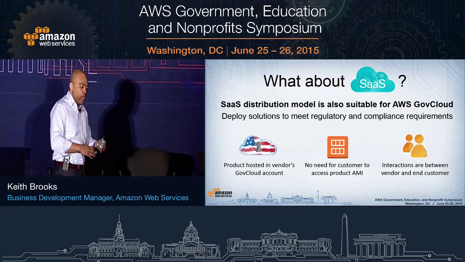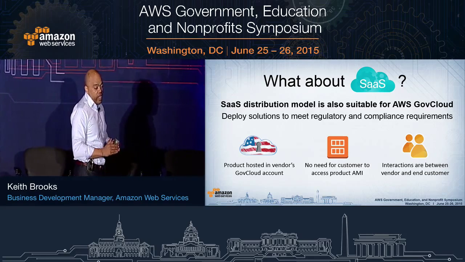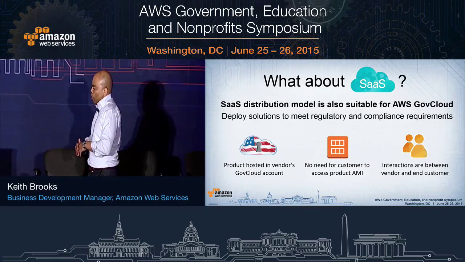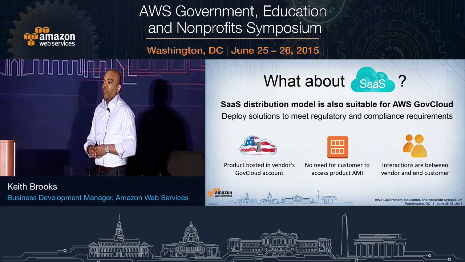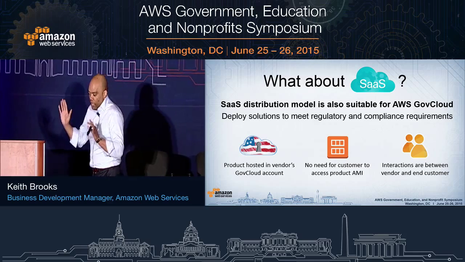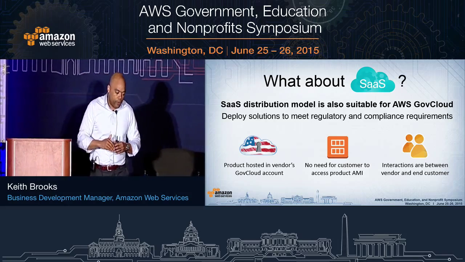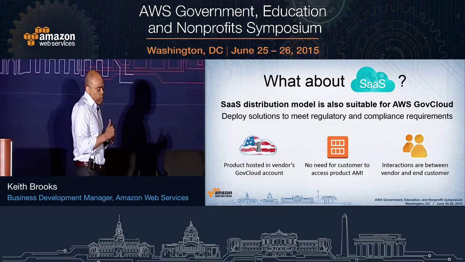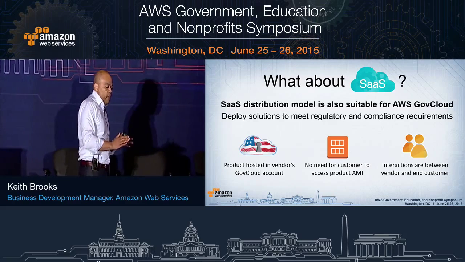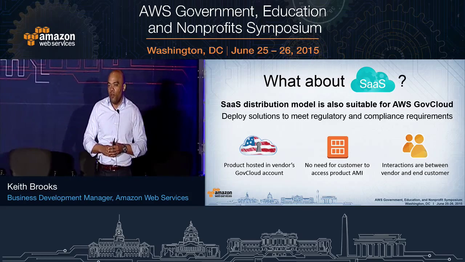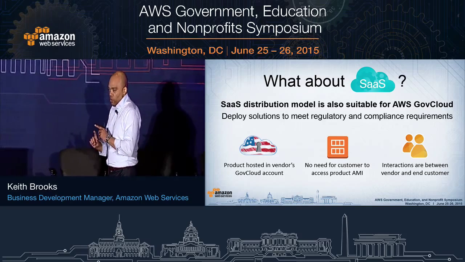So whether it's a community AMI or a private AMI, when you're taking the SaaS approach, there is no need for a customer to search or provide a GovCloud account ID to access an AMI. They do not interact with AMIs at all in this model. In addition, because it's deployed in a SaaS model, all interactions between the end user or the end customer and the technology firm itself are handled directly between those two entities.